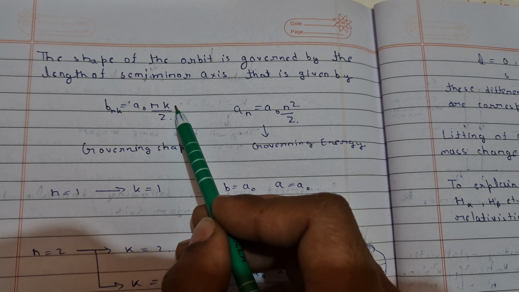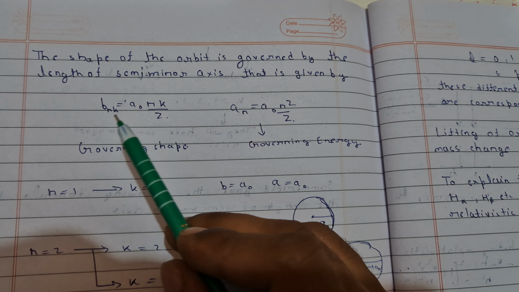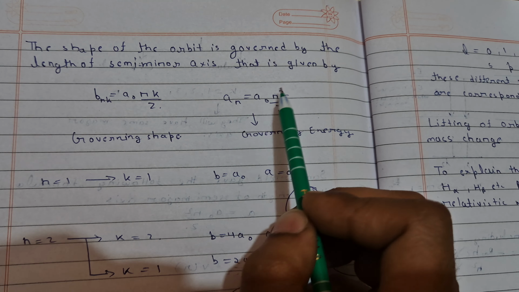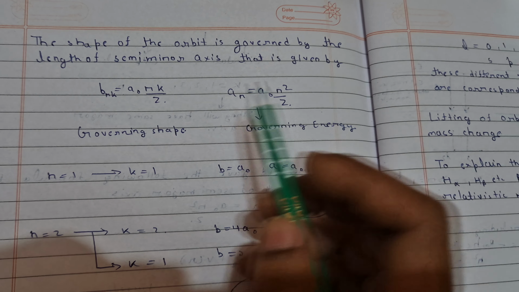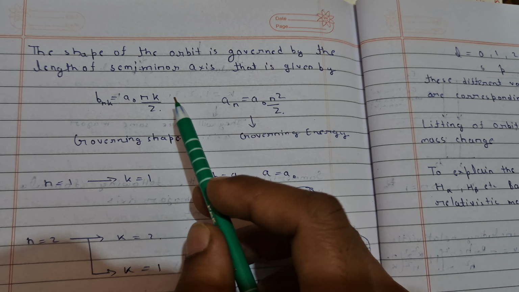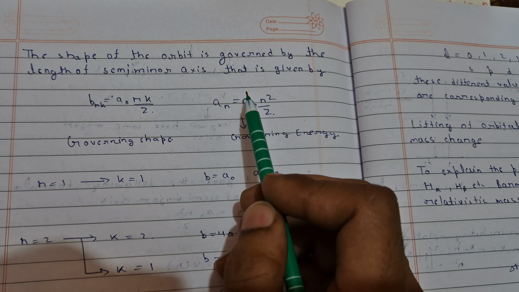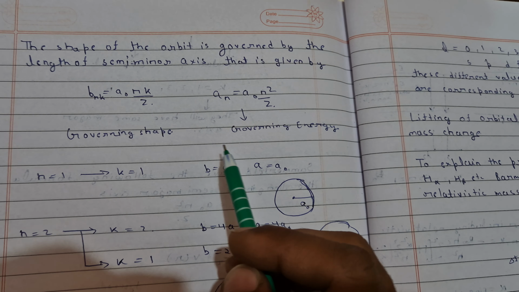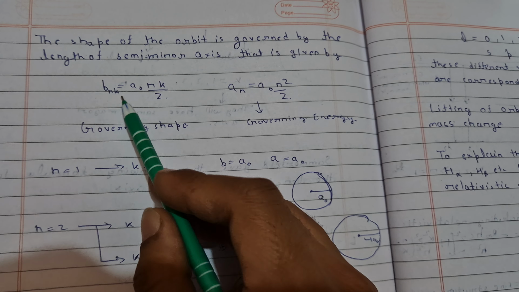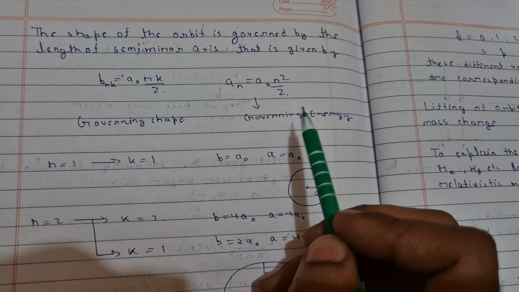If n is 1, then k will be 1, so b will be a_0 by z, and a will also be a_0 by z. So a and b both will be the same for n equal to 1. That's why for n equal to 1 we have a circular orbit, like the Bohr orbit. For n equal to 2 you will have two combinations, 1 and 2, and 2 and 2. For n equal to 2 and k equal to 2 you get the same a and b, so again a circular orbit, and one elliptical orbit. So for greater n you will get multiple orbits. This b governs the shape, and the major axis governs the energy. So you must remember this.